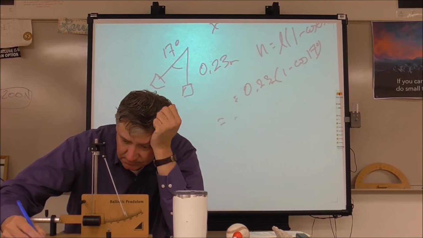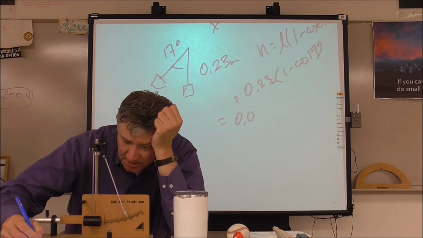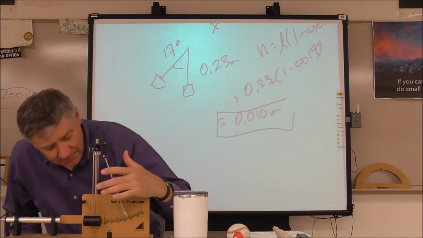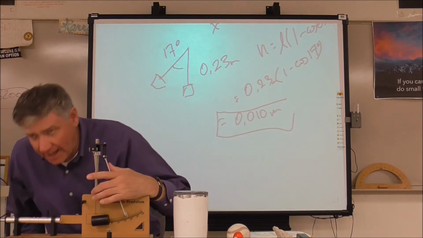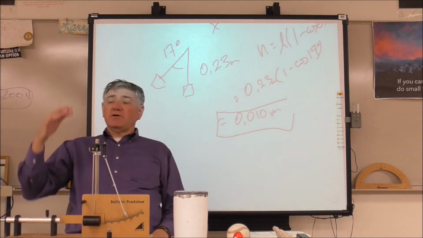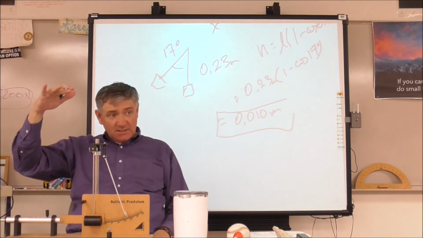Zero point zero one, 0.01 meters. Okay? That's about a centimeter, right? So it really didn't go up all that high, because it only swung up to a height of like 17 degrees. So here's what's going to be important conceptually.